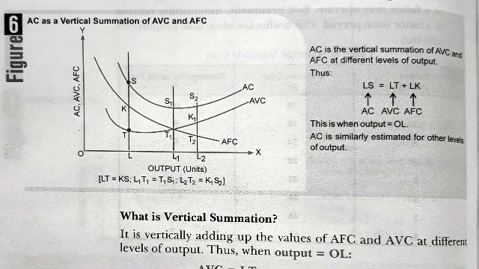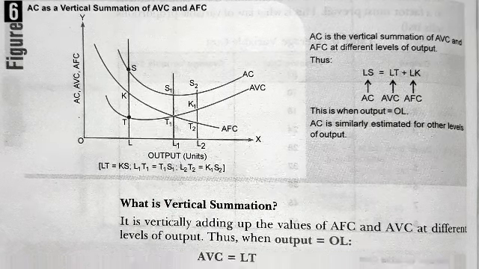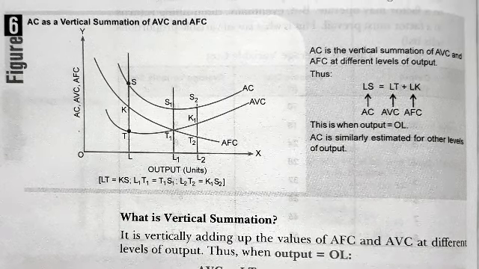Average variable cost is equal to LT. Average fixed cost is equal to LK. Now LK plus LT is equal to LS.